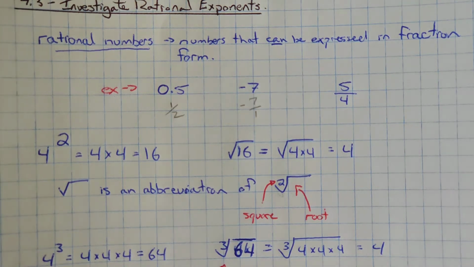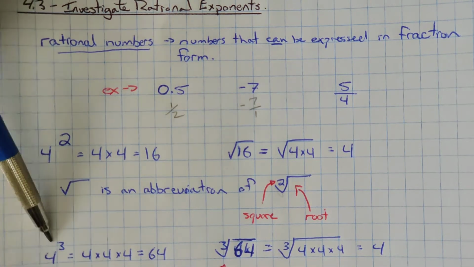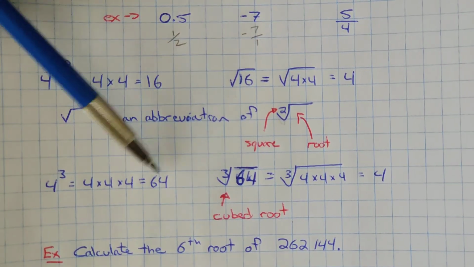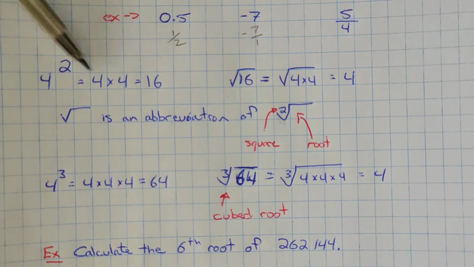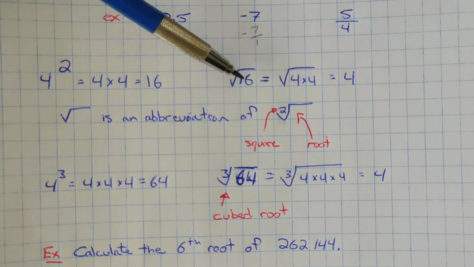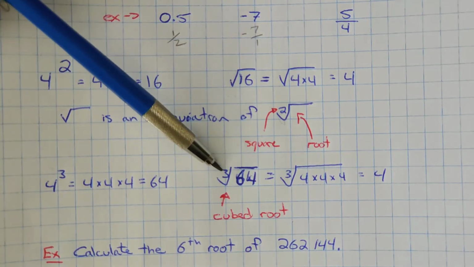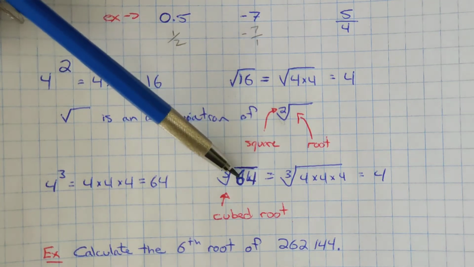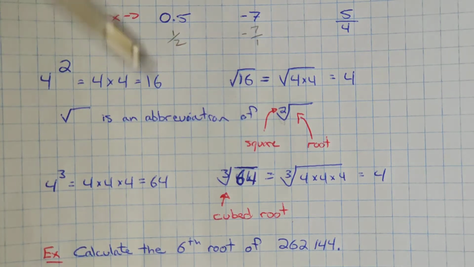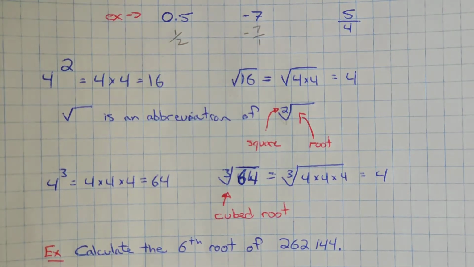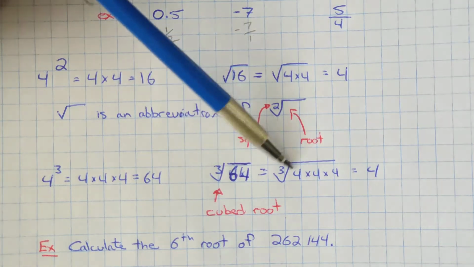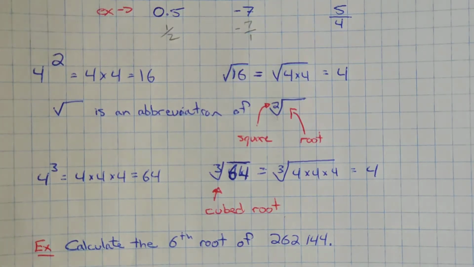And so if we take a look at the notation here, if we have 4 to the power of 3, well, that's 4 times 4 times 4, which is 64. Similar idea to our 4 squared. So our third root, or cube root, is the opposite: the cube root of 64. So the cube root of 64, what number times itself 3 times is 64? Well, 4 times 4 times 4 makes up 64, so the cube root of 64 is 4.